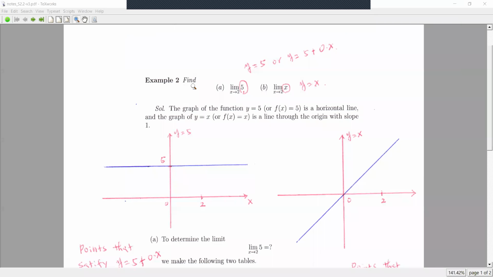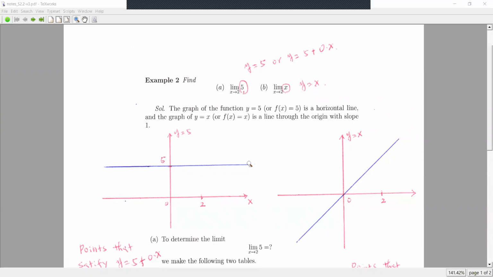Example 2. Find these two limits. The function in the first limit is 5, a constant function. The function value doesn't depend on x. Or you can say that the function depends on x in this way, 5 plus 0 times x.